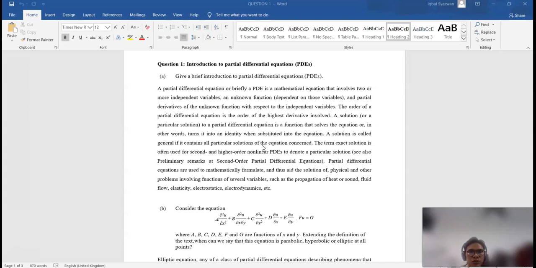For question 1, Introduction to Partial Differential Equation. First question is give a brief introduction to partial differential equation.